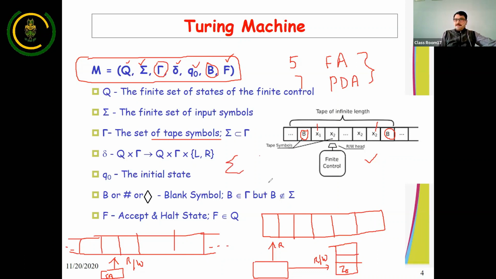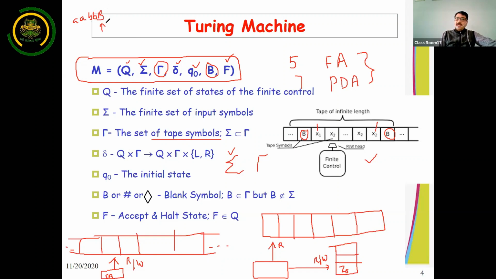This is an important point. Sigma is the input alphabet. Suppose I gave you a string AABB. So AABB is sigma, and after that there will be blank. This blank is part of tau, because blank is not part of the input alphabet.